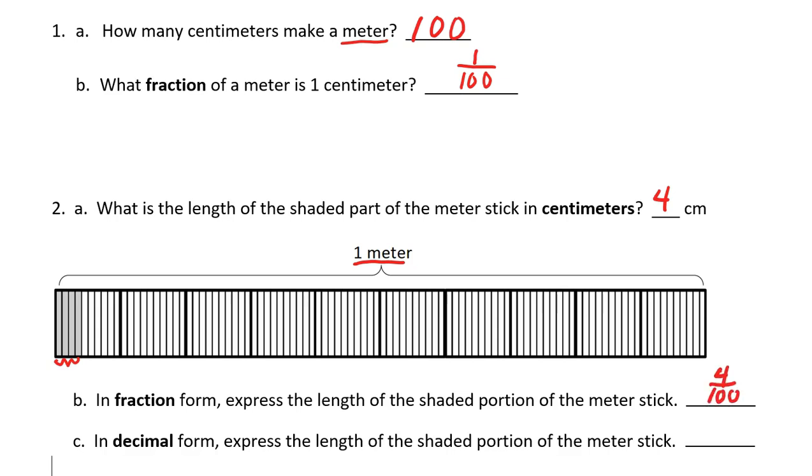In decimal form, I have a 0 in my ones place. I have a 0 in my tenths place because I don't have any full tenths shaded in. And I have a 4 in my hundredths place. The second place to the right of the decimal point is my hundredths place. So as a decimal, 4 hundredths is written as 0.04.